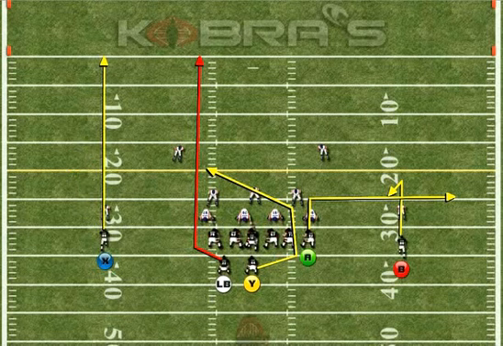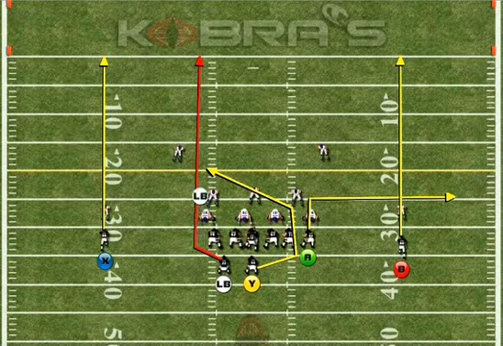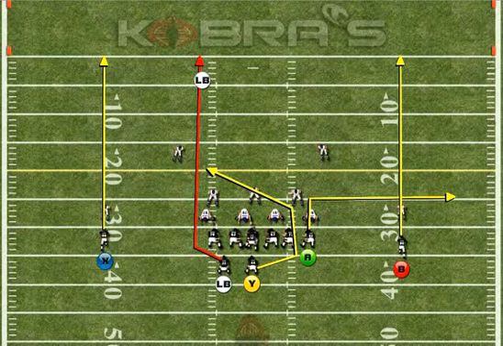The other thing I want to talk about is the hot routes that I like to make. Looking over towards the left, I'm going to hot route this guy, the split end, on a streak route. And over here, I'm also going to hot route the flanker on a streak as well. If zone coverage was called, in particular cover 2, I'd have another option to throw to, which is the halfback down that left seam. He could be open as he comes down in this area against cover 2 coverage, where I can make that throw.